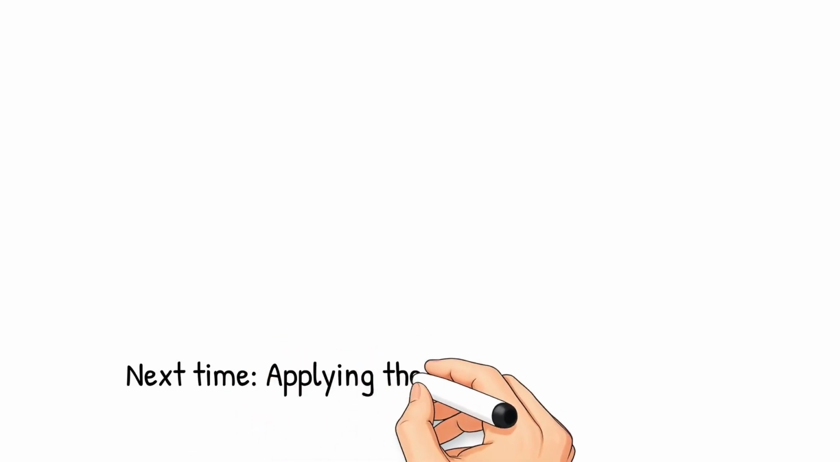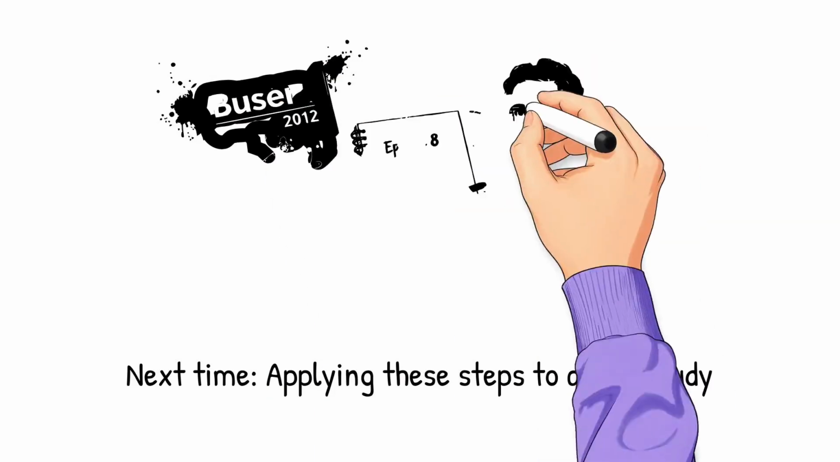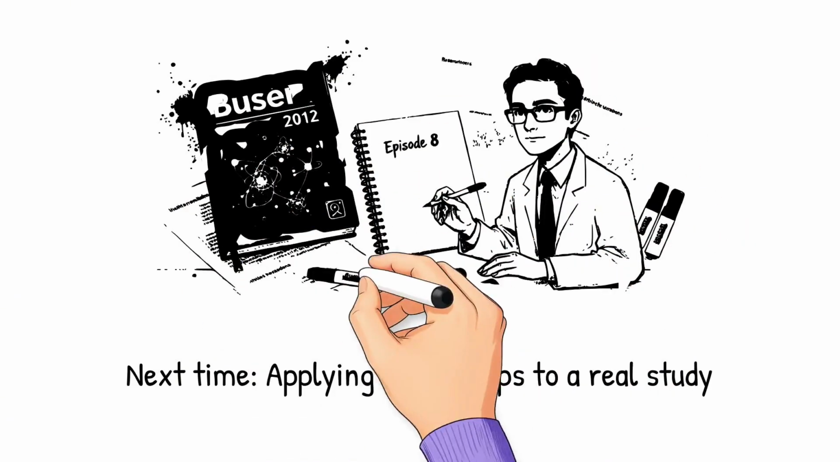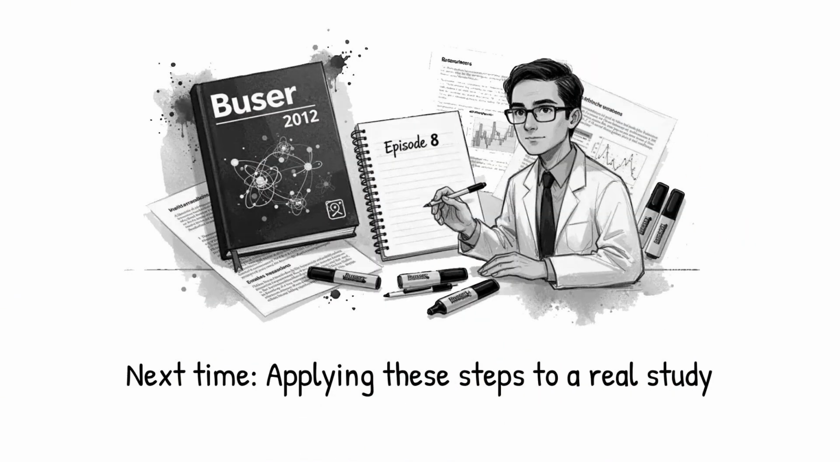Next episode, we open the actual results section of Booser 2012 and apply every one of these 5 elements to the real tables, the real figures, and the real numbers. Episode 8, The Results Applied to a Real Study.